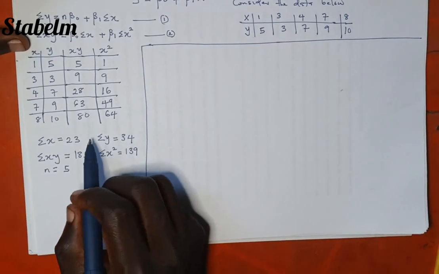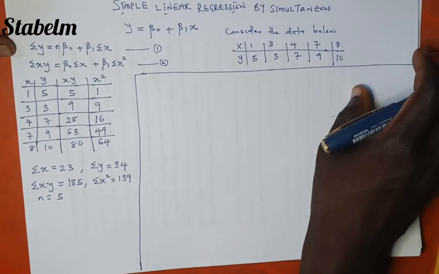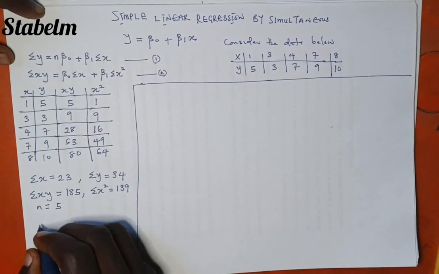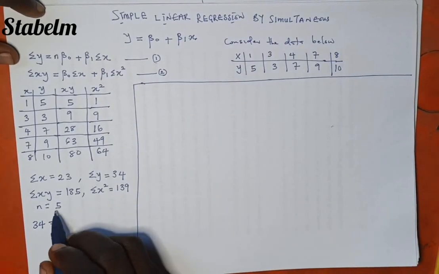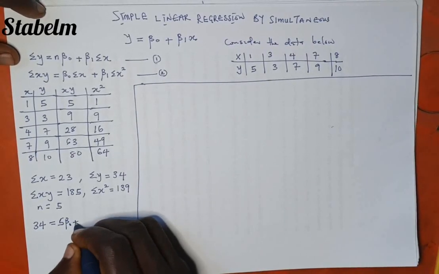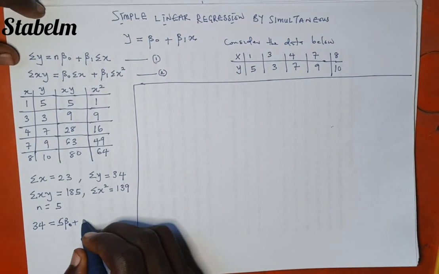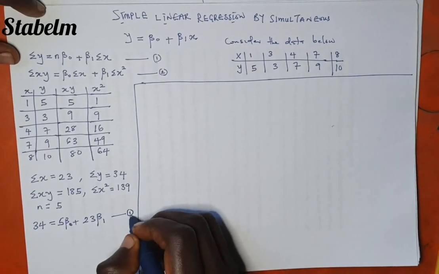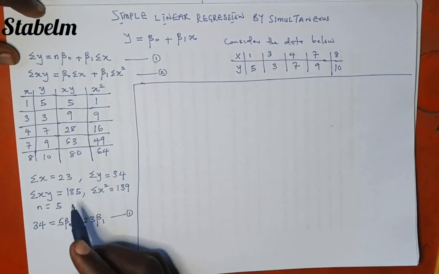Now we can substitute these summations into the equations here. So what do we have? Summation y from here is 34. So we have 34 equals n, which is 5. We have n beta naught, that is 5 beta naught, plus beta 1 summation x. Our summation x is 23. So we have 23 beta 1. This is really equation 1 now. Now for equation 2, we have summation xy. Summation xy is 185.